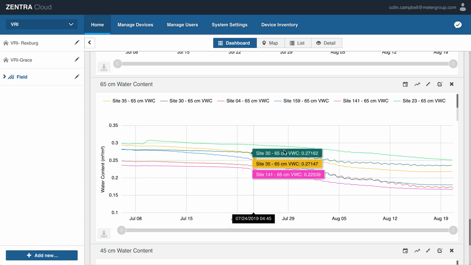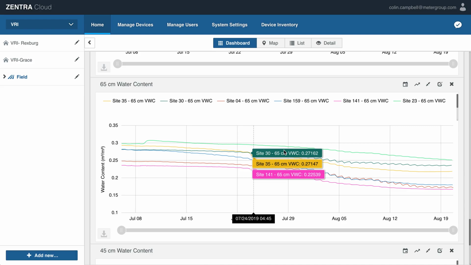I'm a research scientist here at Meter Group, and today we're going to be doing a little digging into some water content data that I collected over the last summer. But before we do that, I want to just set the stage for what's actually going on here.